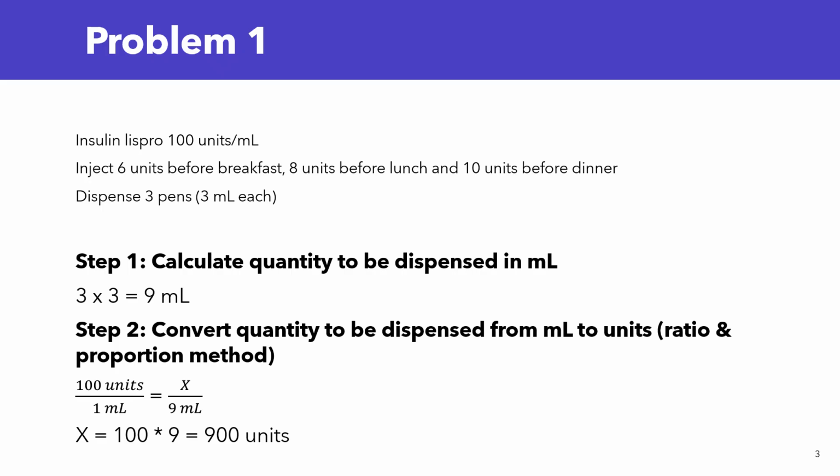So let's look at ratio and proportion first. We know the insulin is 100 units per ml. So we have 100 units over 1 ml equals X over 9 ml. X then equals 100 times 9, so that's 900 units. So the quantity to be dispensed is 9 ml or 900 units. So 900 units is what we're going to use in the day supply formula.